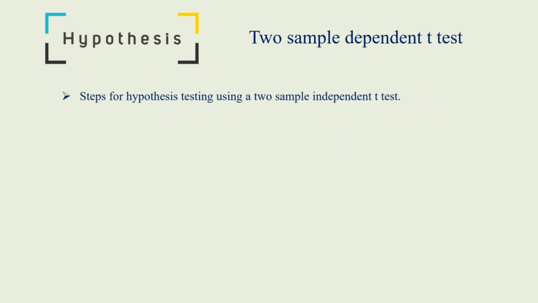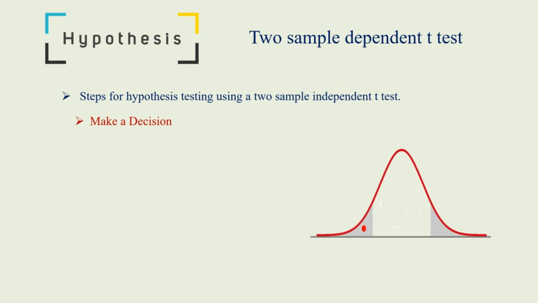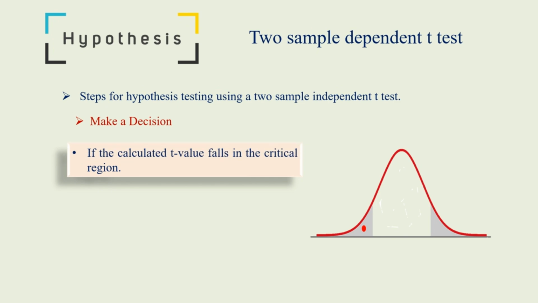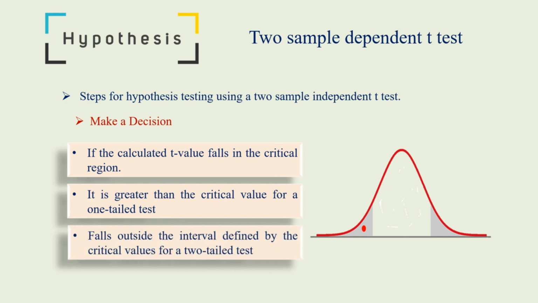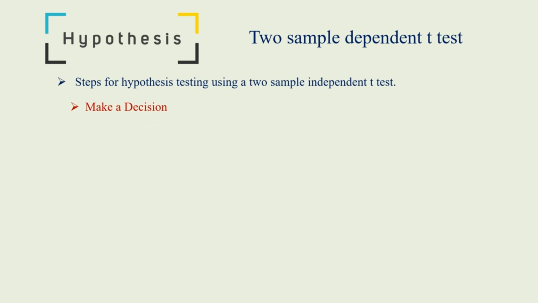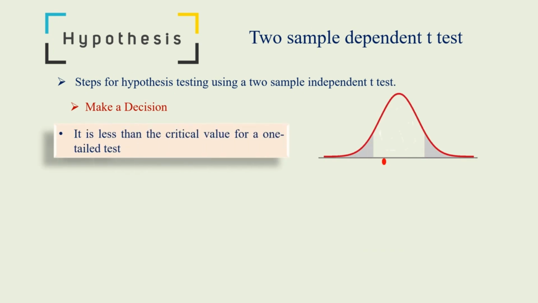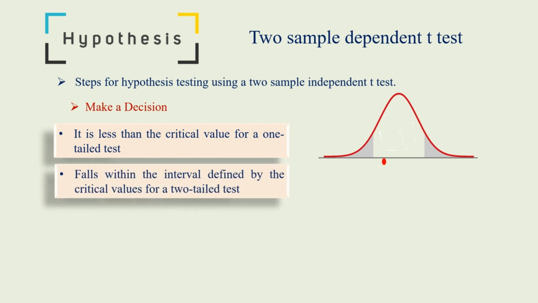Seventh step is, make a decision. Compare the calculated t-value to the critical value. If the calculated t-value falls in the critical region, or it is greater than the critical value for a one-tailed test, or falls outside the interval defined by the critical values for a two-tailed test, then reject the null hypothesis. On the other hand, if the calculated t-value is less than the critical value for a one-tailed test, or falls within the interval defined by the critical values for a two-tailed test, we can conclude that we fail to reject the null hypothesis.